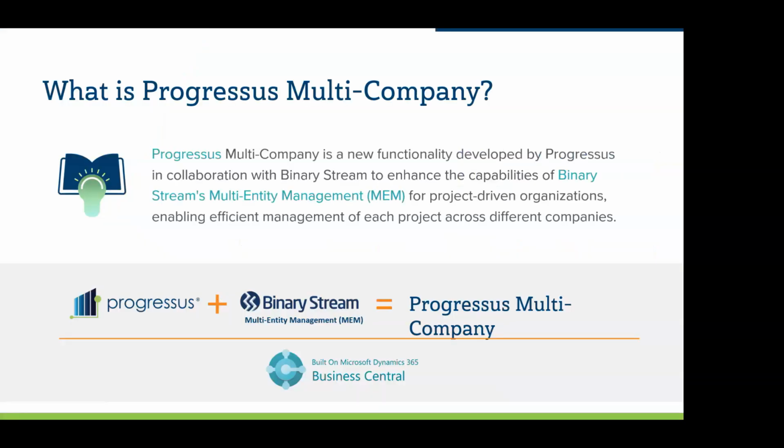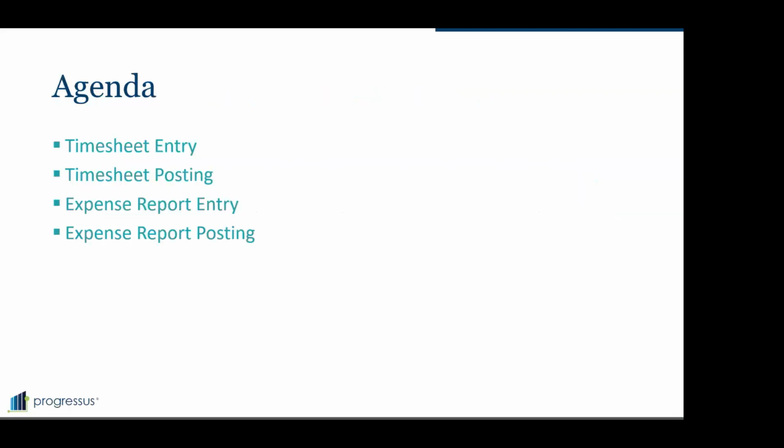Progressus Multi-Company is a collaboration with Binary Stream Multi-Entity Management (MEM) for project-driven companies. This will allow project companies to leverage the global dimension to track their projects and generate intercompany transactions as appropriate. The agenda for today is to review timesheet entry and timesheet posting, and expense entry and expense posting, to see how the companies show on each screen and the results of posting these types of transactions.